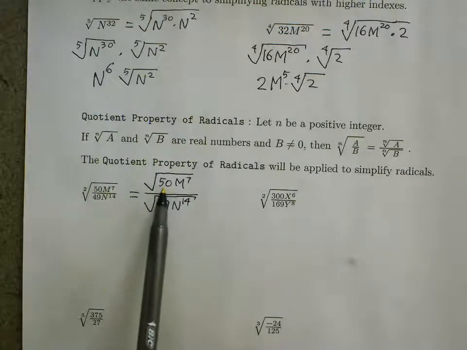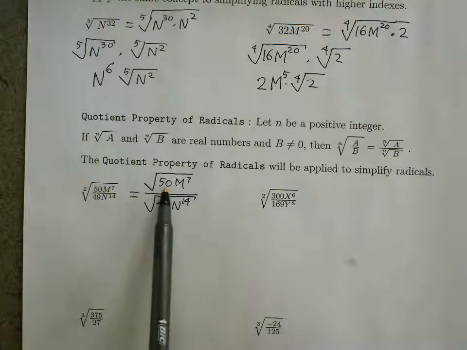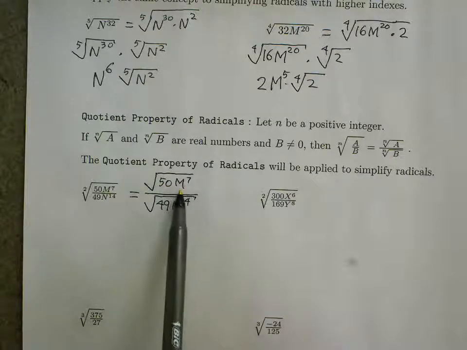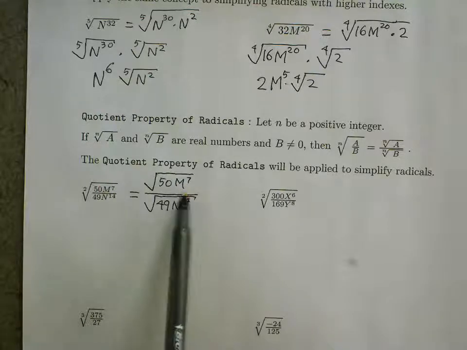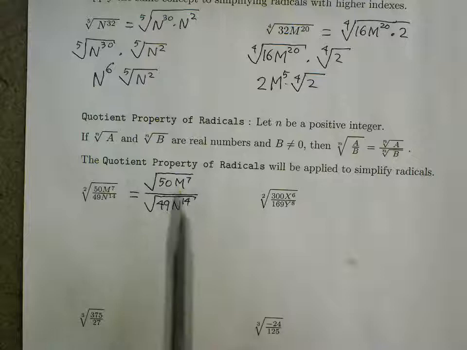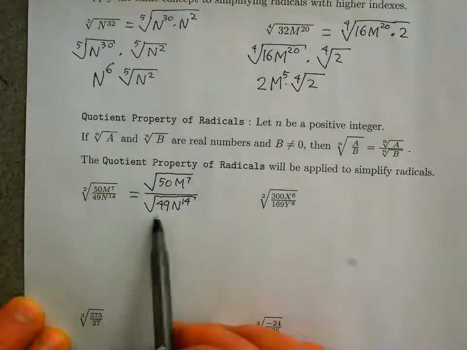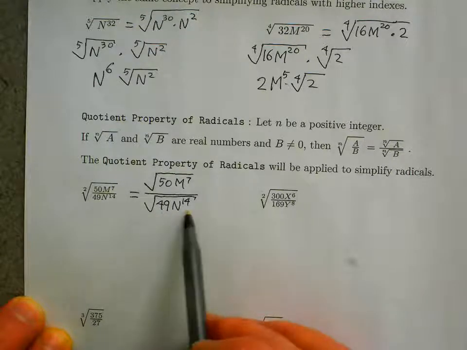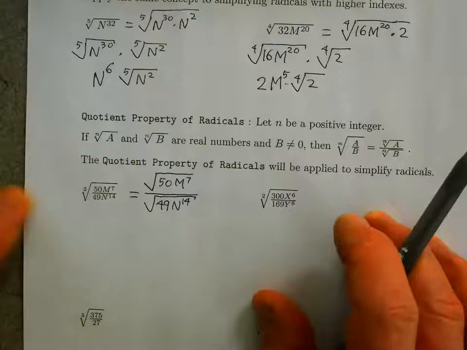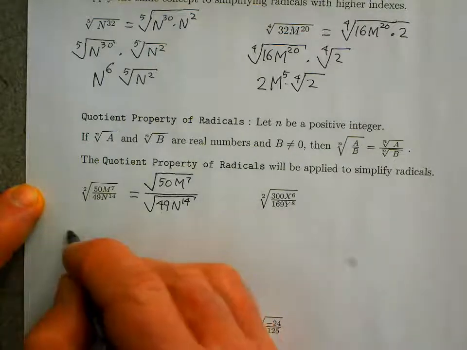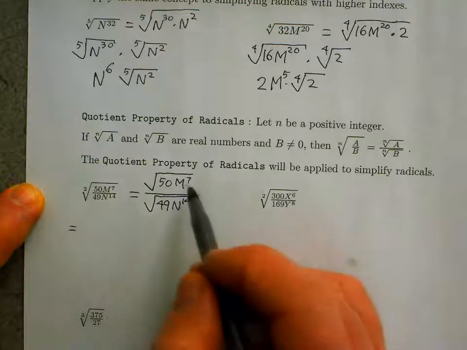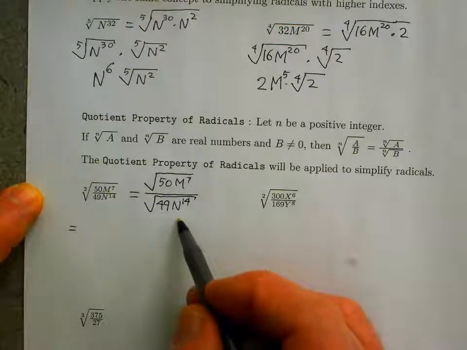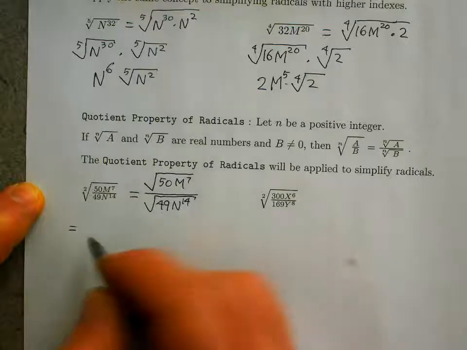In the numerator, the largest factor of 50 that's a perfect square is 25. 25 times 2 is 50. The largest factor of m to the 7th that's a perfect square is m to the 6th. In the denominator, 49 is a perfect square, and so is n to the 14th. So in the process of simplifying the numerator, we can simplify the denominator completely in the next step.